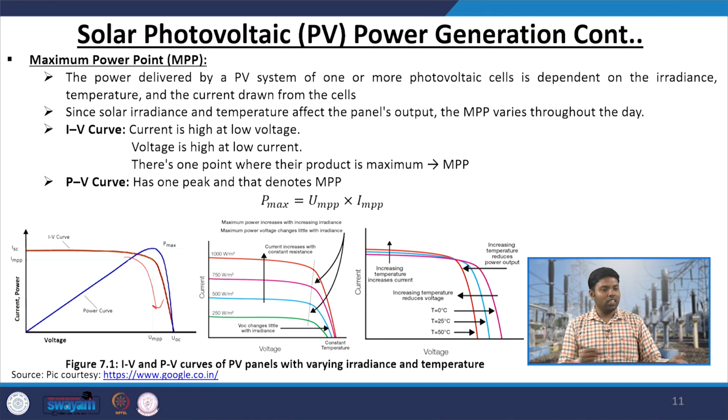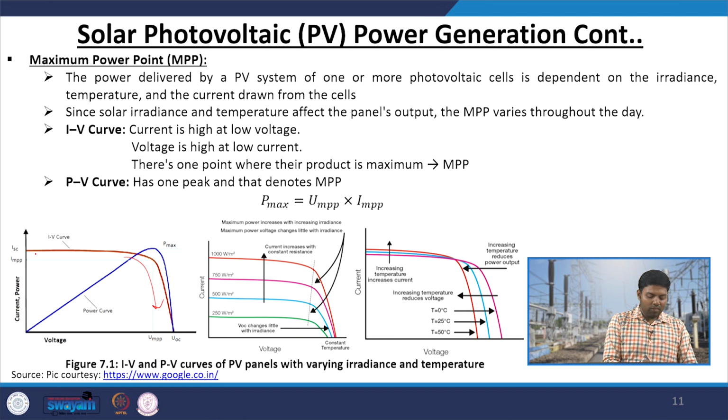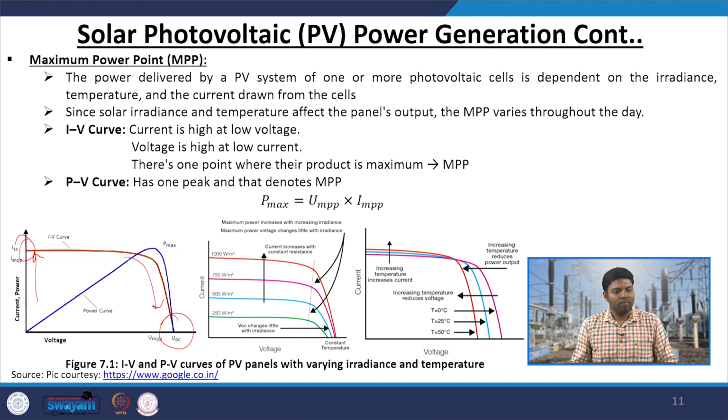Similarly, if your current is very high, that means all your electrons are coming out of your circuit, then what will happen? Then you have a very small amount of voltage across your PV panel. So, this is the IV characteristic of your PV panel. If you make the voltage level very high, then your current is almost 0. So, your power is 0. If you keep your current very high, then your voltage will become 0. So, again overall your power will become 0.